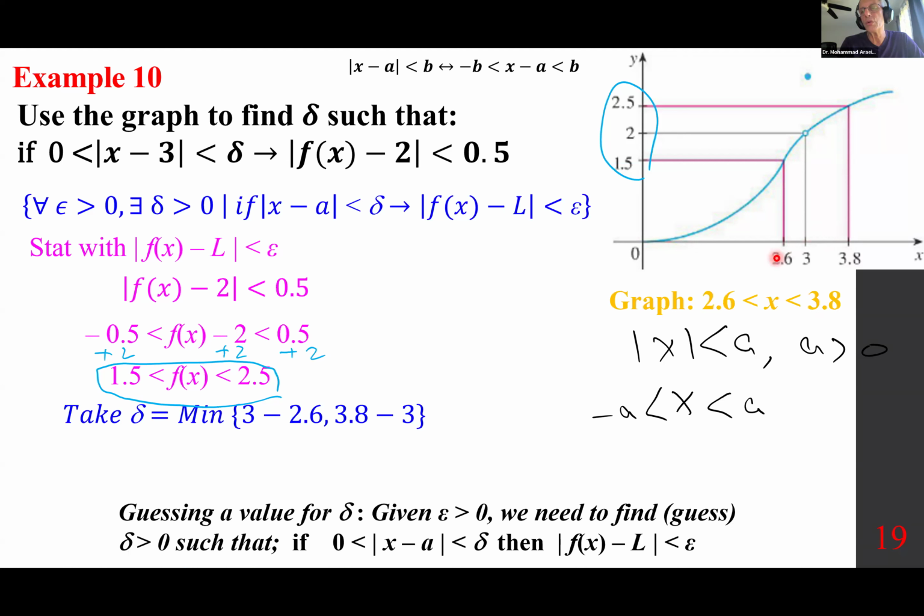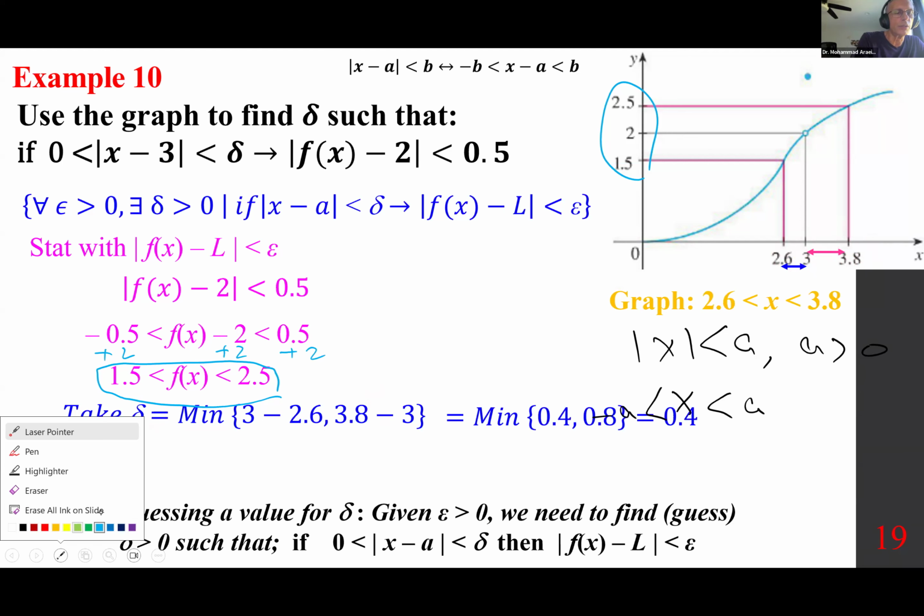So there are two distances that we are dealing with. One of them is 3 minus 2.6. One of them is 3.8 minus 3. One of them is this distance. One of them is this distance. You should always choose the smaller of the two. Take delta to be the minimum of this distance, 3 minus 2.6, and this distance, 3.8 minus 3. The smaller of the two, which makes this 1.4, which makes this 1.8, and the answer is 0.4. Now, why the smaller?